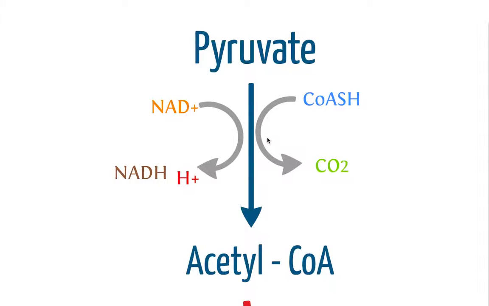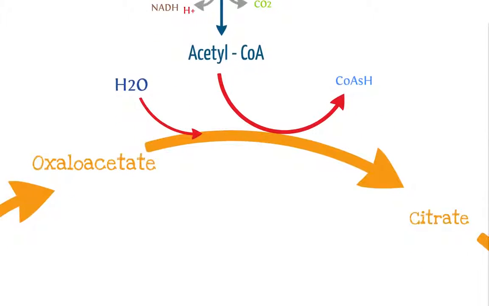Pyruvate goes through a series of reactions catalyzed by enzymes in the pyruvate dehydrogenase complex and loses a carbon in the form of carbon dioxide. Coenzyme A joins with the two carbons left from pyruvate to form acetyl-CoA. Acetyl-CoA is what enters the citric acid cycle.